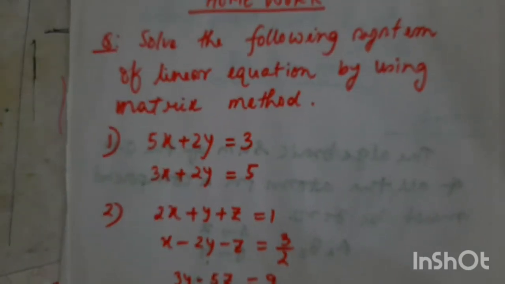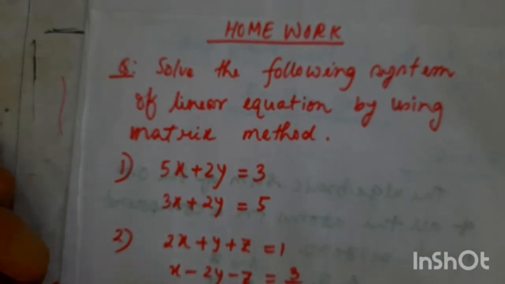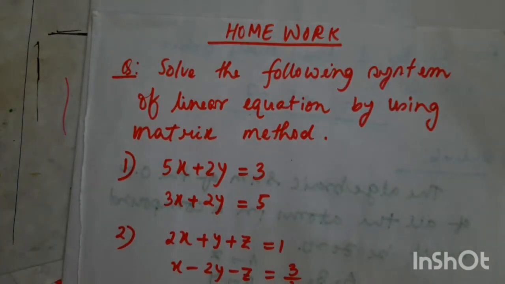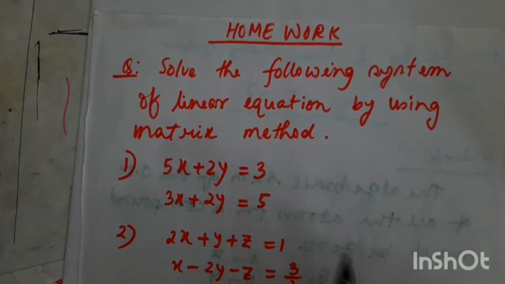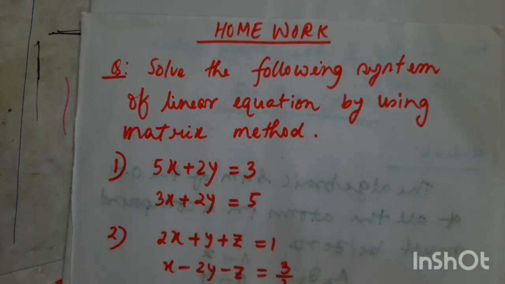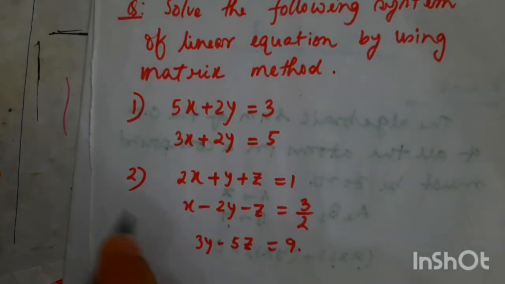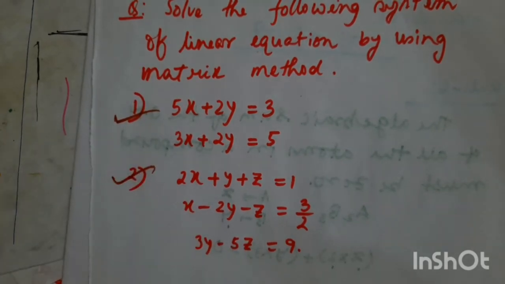Now there is some homework for you. Let's check the homework properly. Only two homeworks. Solve the following system of linear equations by using the matrix method. The equations are these two. 5x plus 2y equal to 3. You can easily calculate it.